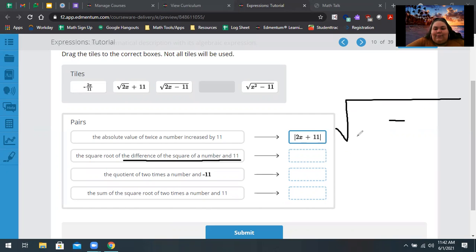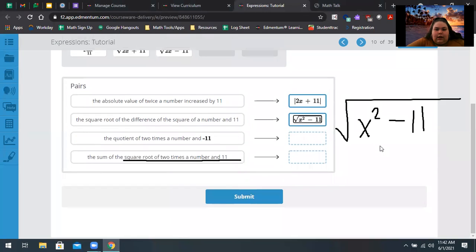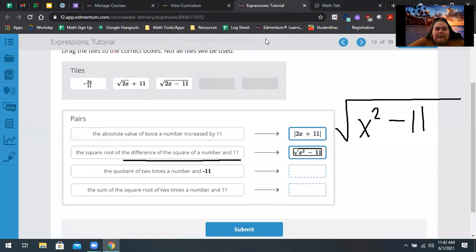So again, when they say number, we're just going to represent that as x, the square of a number, and 11. So that is this expression right here. Okay, let's take a look at the next one.